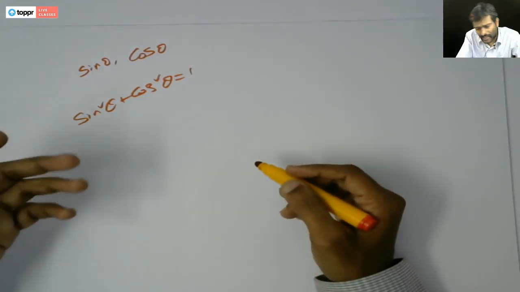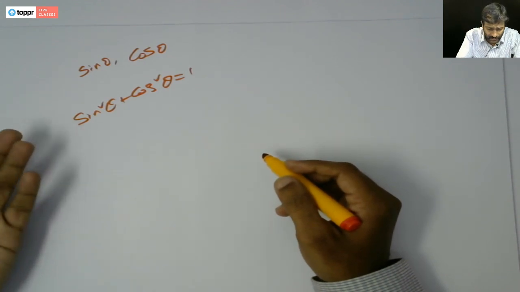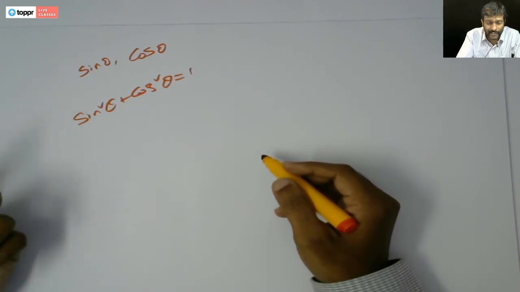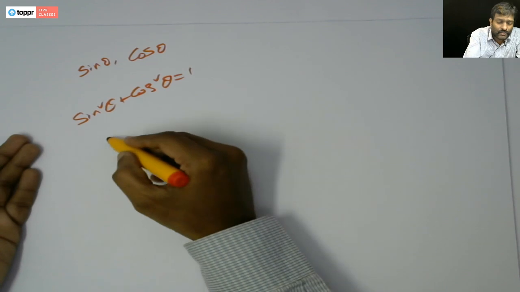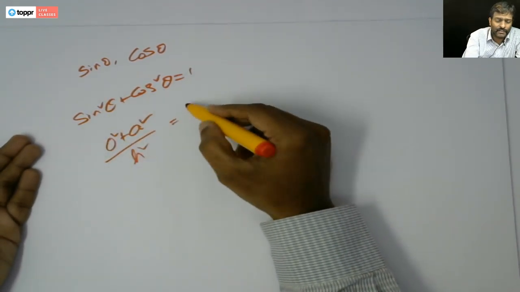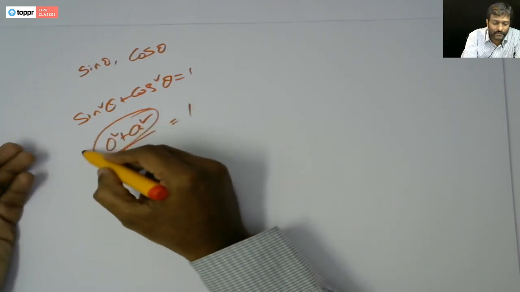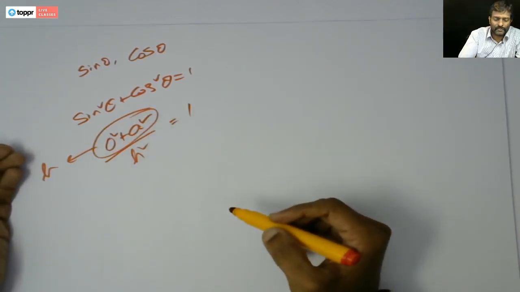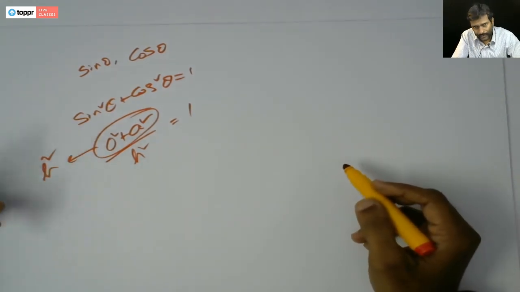1. You can check this using your values, or you can take the triangle and use the Pythagoras theorem. You get opposite square plus adjacent square by hypotenuse square, which is equal to 1, because the numerator is equal to the hypotenuse square by the Pythagoras theorem, right?